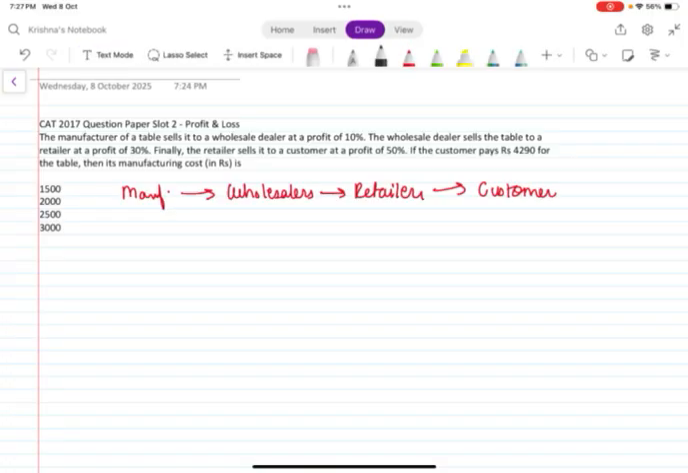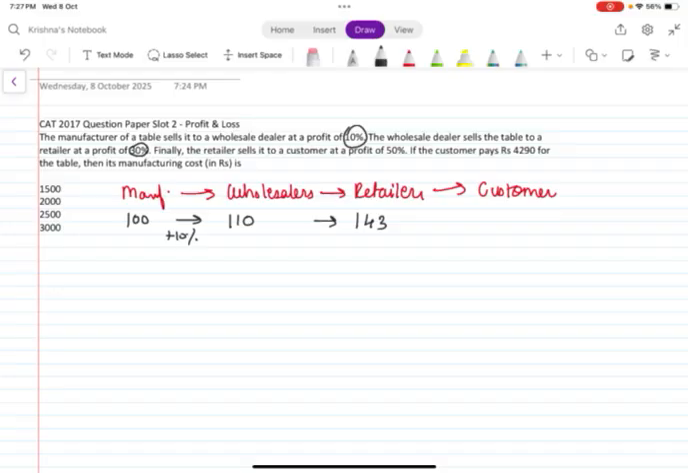Okay, so let's say the cost price for the manufacturer is 100, and he sells it at a profit of 10%. So he's selling at 110, earning 10% profit. Then the cost price for the wholesaler becomes 110, and the wholesaler sells to the retailer at 30% profit. So 30% of 110 would be 33. That gives us 143. That is the cost price for the retailer.